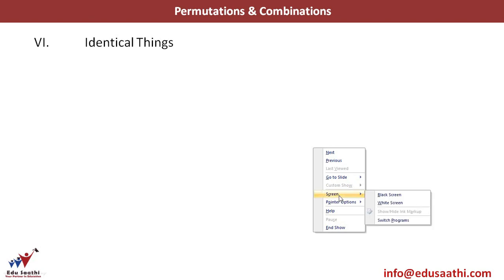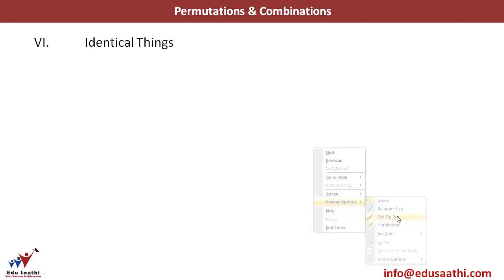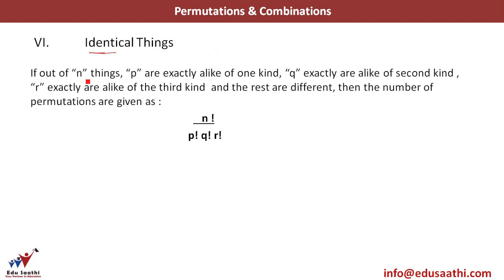Yeah. So let's move on to this next topic in permutations and combinations, which is identical things. If out of n things, p are exactly alike of one kind, q are exactly alike of the second kind, r are exactly alike of the third kind, and the rest are different, then the number of permutations is given as n factorial divided by p factorial, q factorial, r factorial. Okay, so I'll explain this with an example.